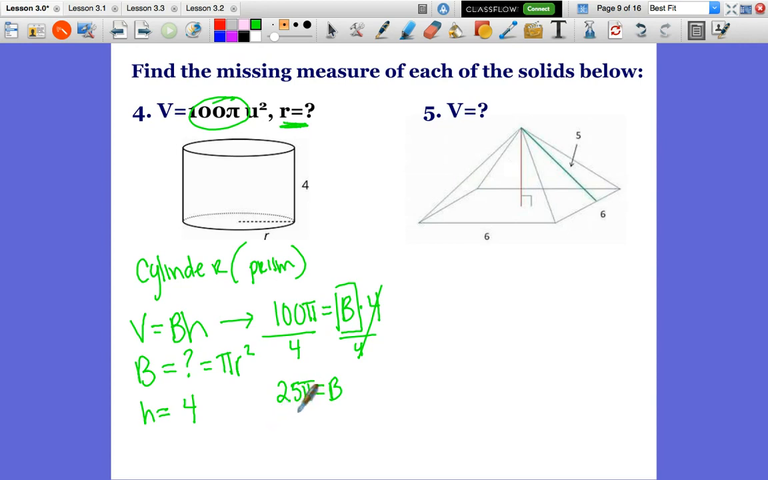Okay, and my goal is to find the radius, so don't forget that. So area of the base, 25 pi, is going to equal pi r squared. If I'm going to go about solving this, I can divide by pi, and it's going to cancel. So then that's going to give us, well, 25 is the radius squared. So if I take the square root of both sides, 5 is the radius. So your radius is 5 units.